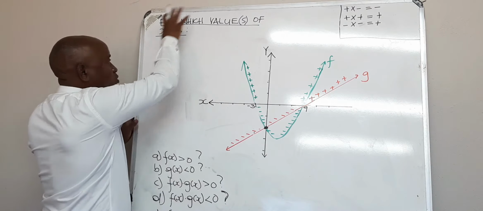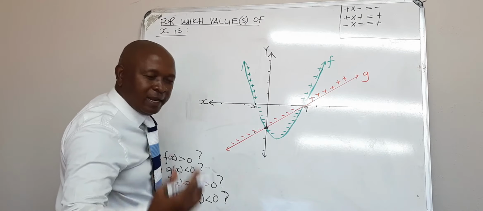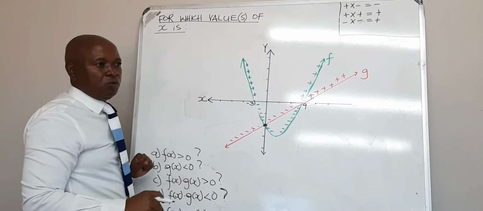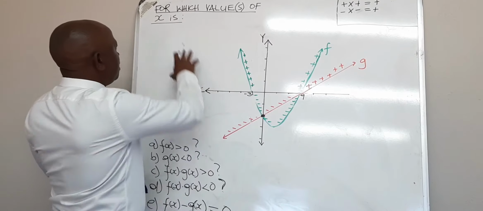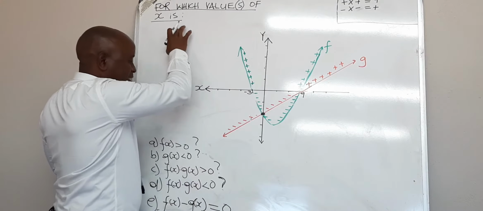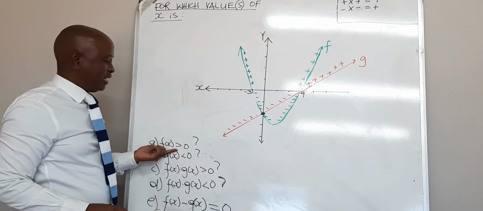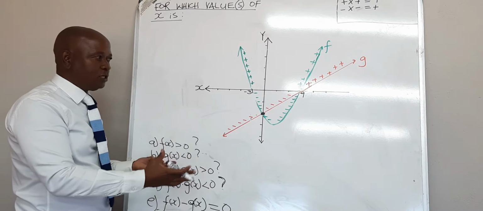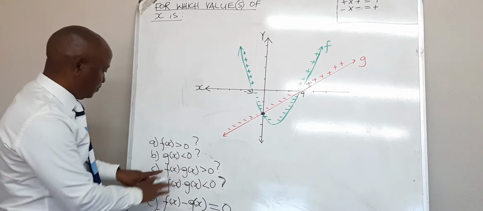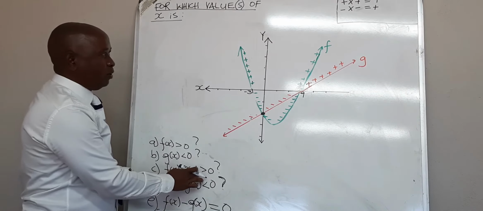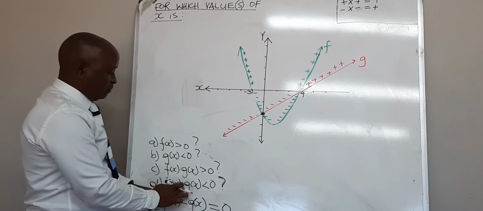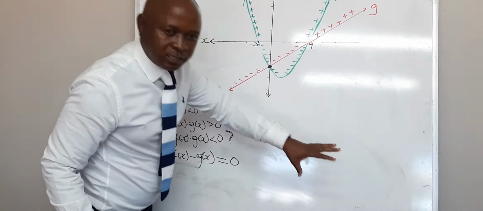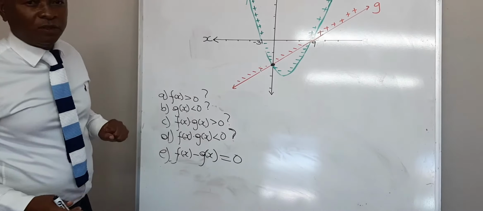These are the questions which come every year where learners do not perform very well. For which value or values of x is the graph f at x positive, which is greater than 0? g at x less than 0, meaning negative, below. f multiplied by g positive. f multiplied by g less than 0, negative. f minus g is 0. Now back to the first question.